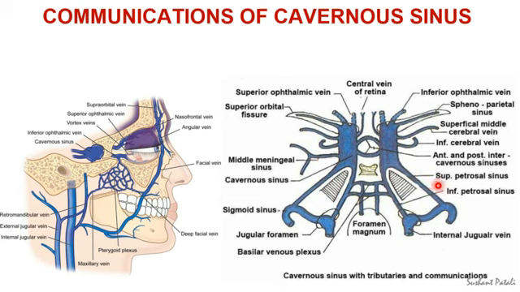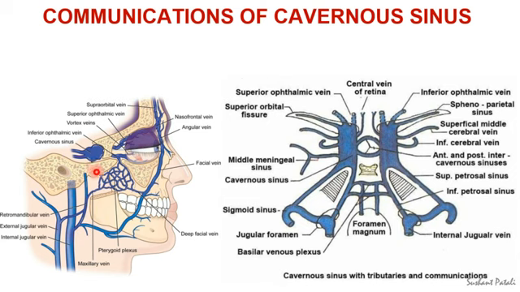The first communication is with the transverse sinus, and the communication with the transverse sinus is through the superior petrosal sinus. And the second communication is with the internal jugular vein, and this communication is through the inferior petrosal sinus and also a plexus of veins that runs around the internal carotid artery. The third communication is with the pterygoid venous plexus, and this communication is through the emissary veins which pass through the foramen ovale, foramen spinosum, foramen vesalii and foramen lacerum.